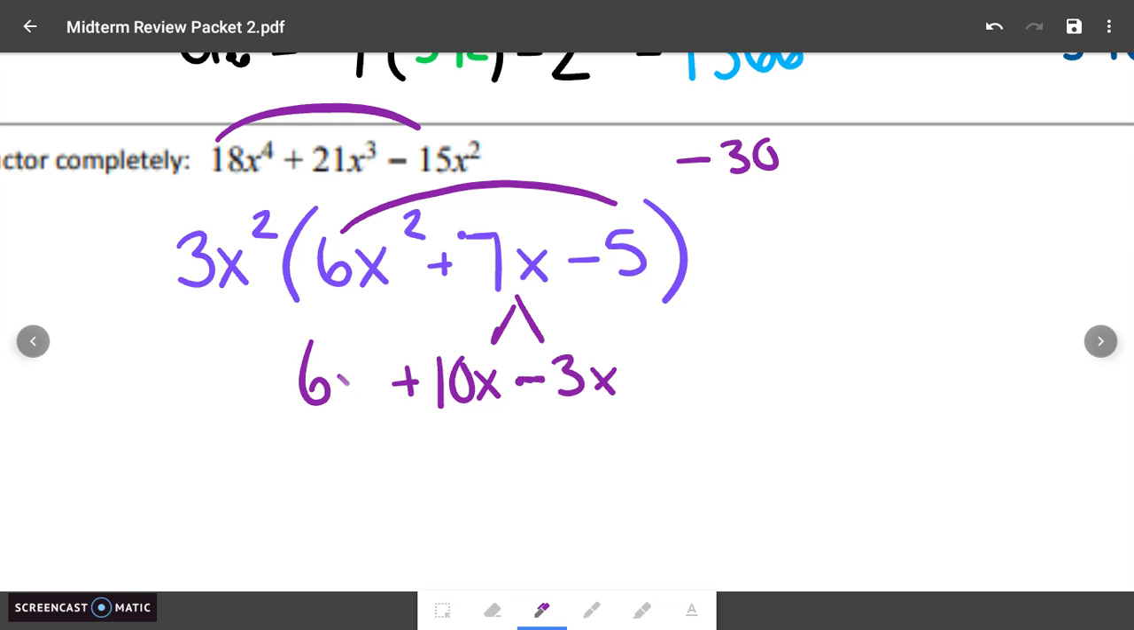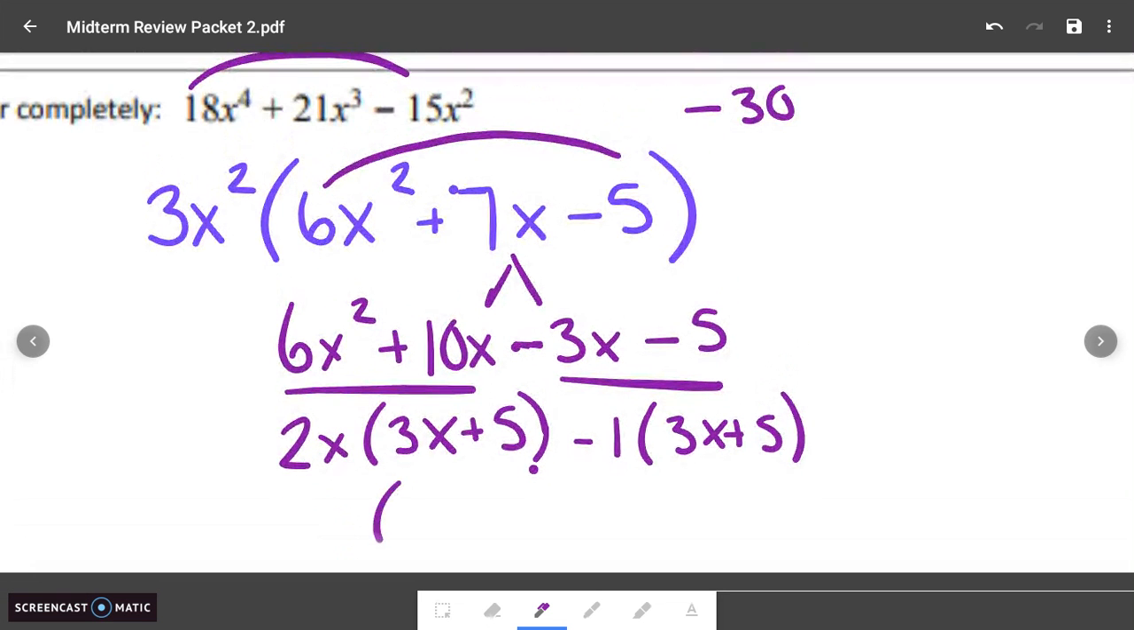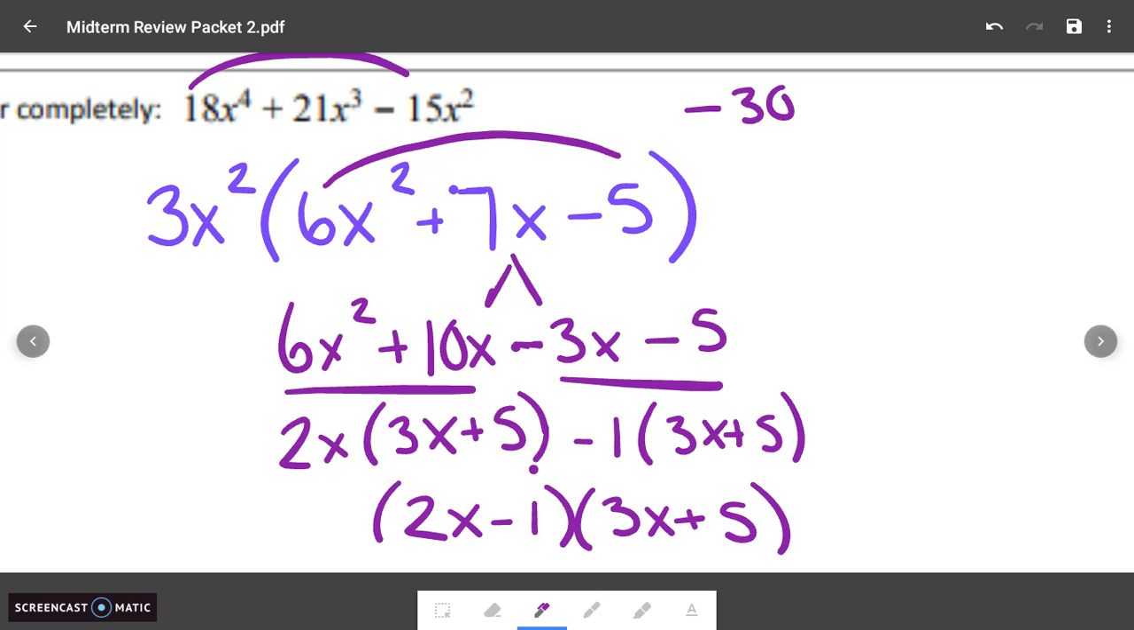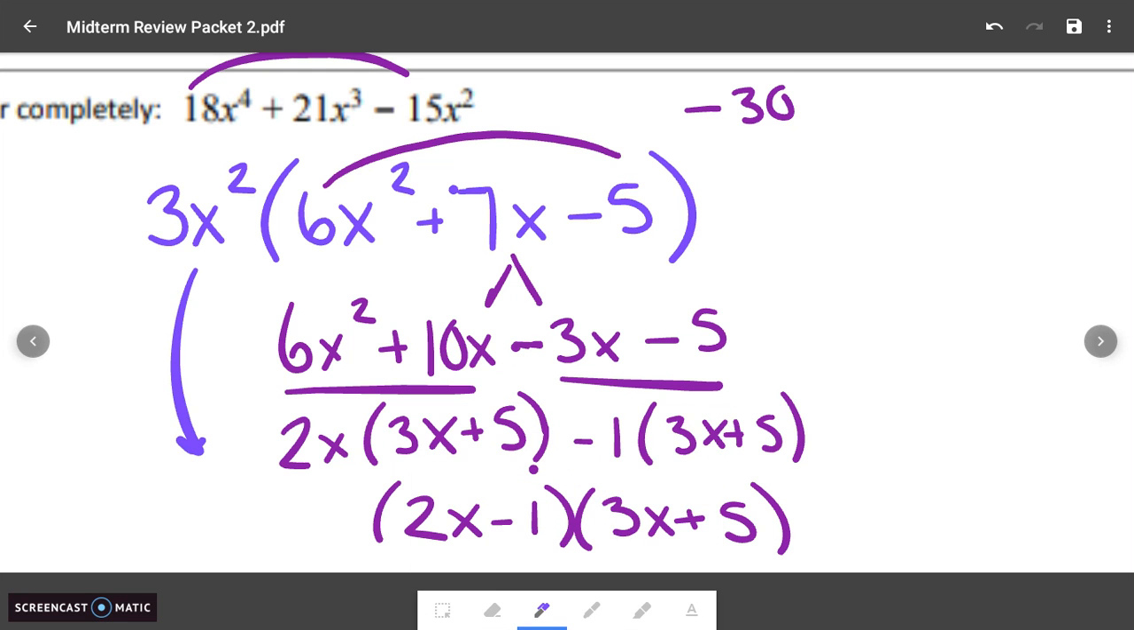And then we drop down the 6x squared and the minus 5 to make it into grouping. So I'm going to pull out a 2x. We get 3x plus 5. And we pull out a -1 and get 3x plus 5. So we'd end up with 2x subtract 1, 3x plus 5. And we're not going to forget about what we had in the beginning that we factored out first: 3x squared.